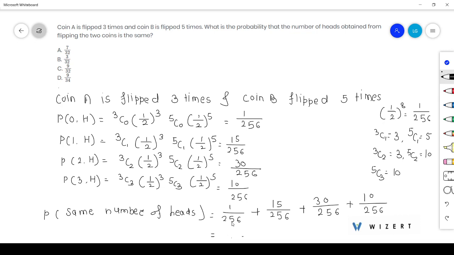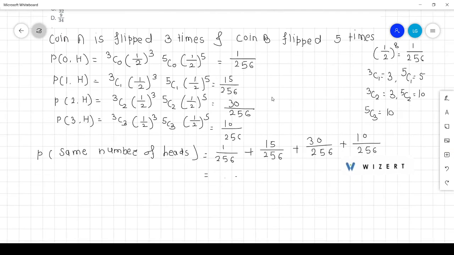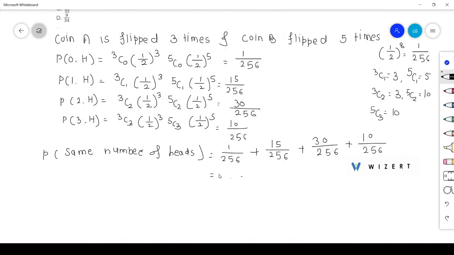So it is, if we add all this, we will get 56 divided by 256. If we divide numerator and denominator by 8, we will get 7 divided by 32. So our correct option is option A.